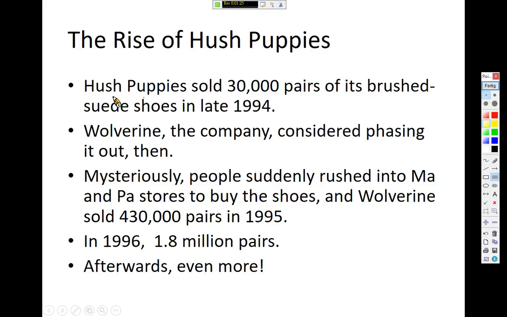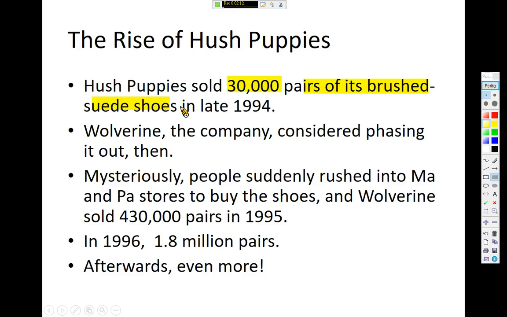Hush Puppies sold only 30,000 pairs of its brushed suede shoes in late 1994. So let's look back, more than 25 years ago, 27 years ago, right? In the United States, it was able to sell only 30,000 pairs of its suede shoes. So if you were the CEO of Hush Puppies, what would you do? The reasonable choice is to suspend the production. Just stop it, okay? Don't waste the resources of the company anymore.